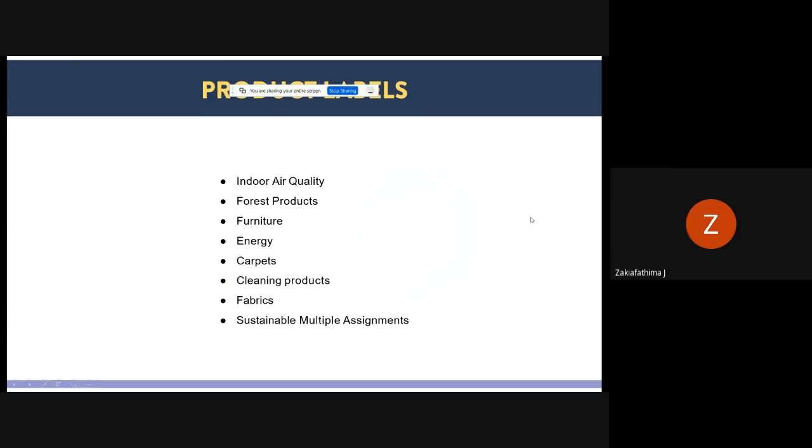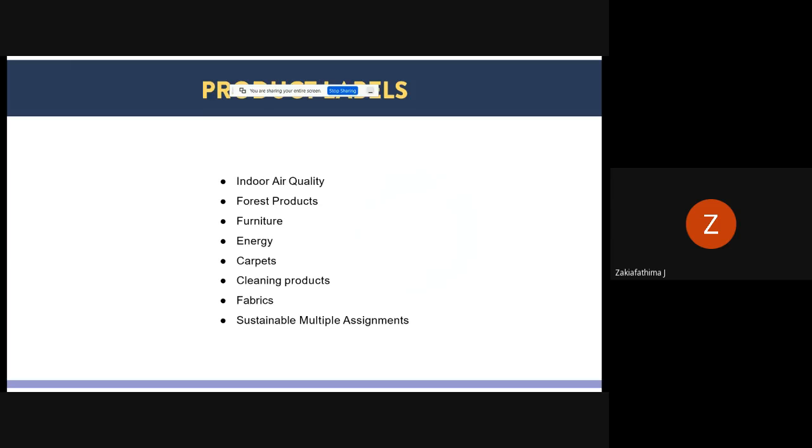So the labels you need to look for when you buy sustainable material is you have to see indoor air quality. Guys, can you follow me? Yes, ma'am. You're able to follow me, all of you? Yes, ma'am. Just checking whether I'm still online or did the connection go. Okay, you're good, continue, ma'am.